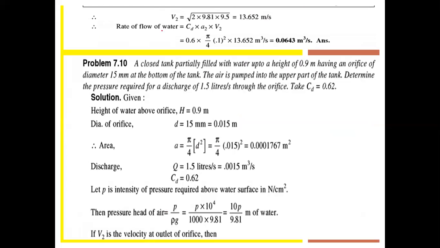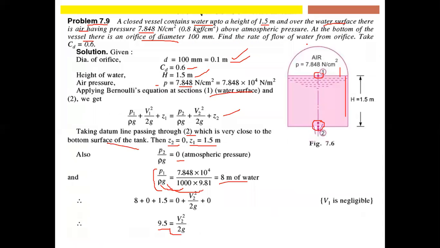Now V2 is equal to root 2gh. That is equal to this one. Now the rate of flow of water is equal to CD into A2 into V2. CD already is in the question. A is equal to pi d square, that is 0.1 square, into the V2 value 13.652. So finally we are getting the answer as 0.0643 meter cube per second. So that is the way of getting the rate of flow of water. So it is also a very important problem.